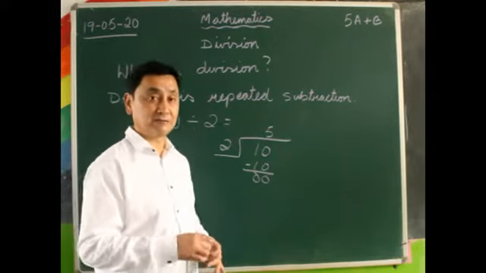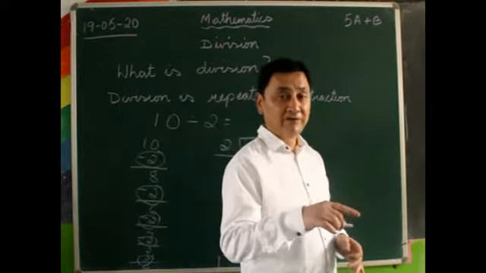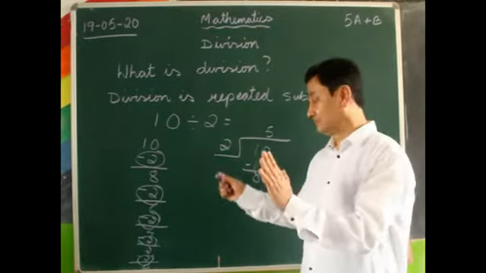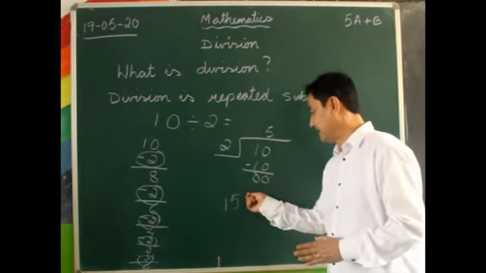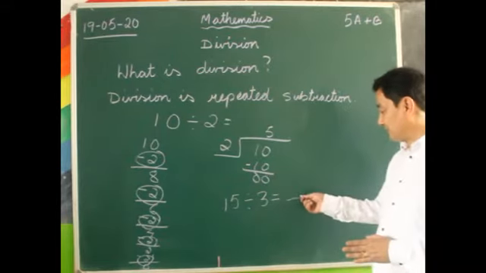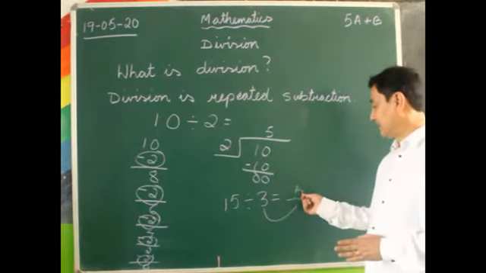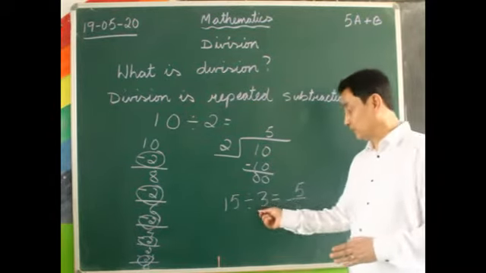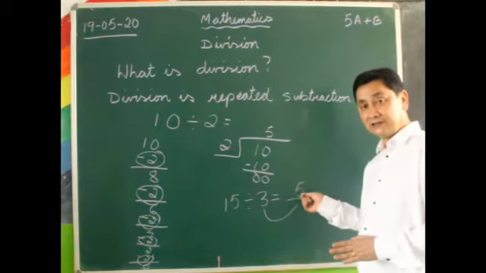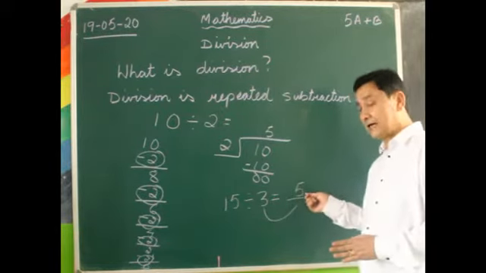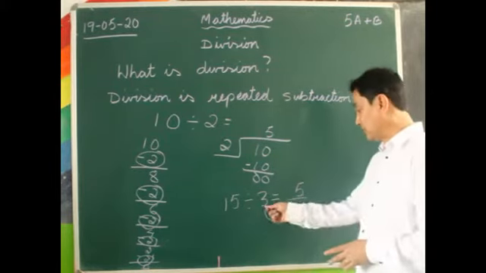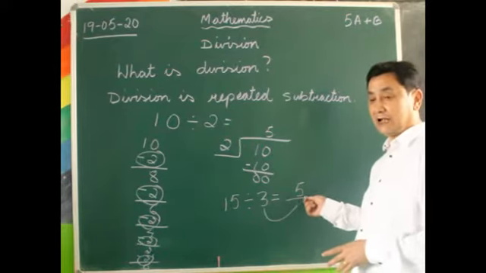Okay, let's try some mental sums. Ready? 15 divided by 3. 15 divided by 3 equals dash. 3 goes into 15 how many times? 3 fives are 15. Whatever answer you put here, that is how many times 3 will divide 15: 5 times. Okay? Let's try some mental sums now. You know which number to put here, or fill in the blanks.